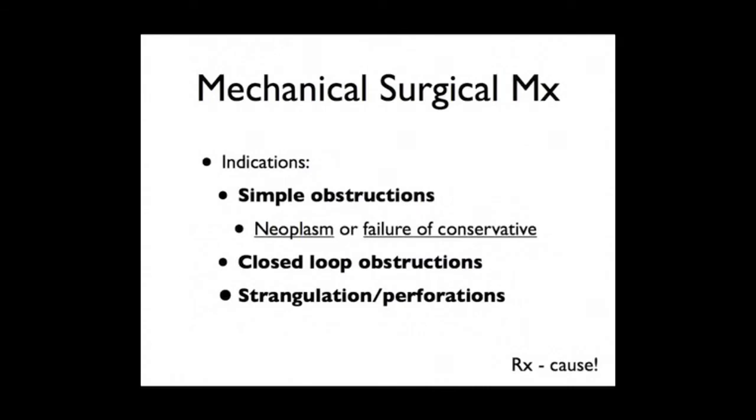And also you can manage these things surgically. The most important indications for surgical management of a mechanical bowel obstruction are neoplastic processes or failure of that conservative strategy. So if you've done your drip and your suck and you've given your gastrographin and they're not resolving within 24 hours, you really might need to think about going to surgery. In closed loop obstructions, you also might want to operate, for example a colonic tumor with a competent ileocecal valve, or perhaps in the case of a volvulus. And finally, obviously, if there's strangulation or perforation, then you need to get in there pretty quickly.